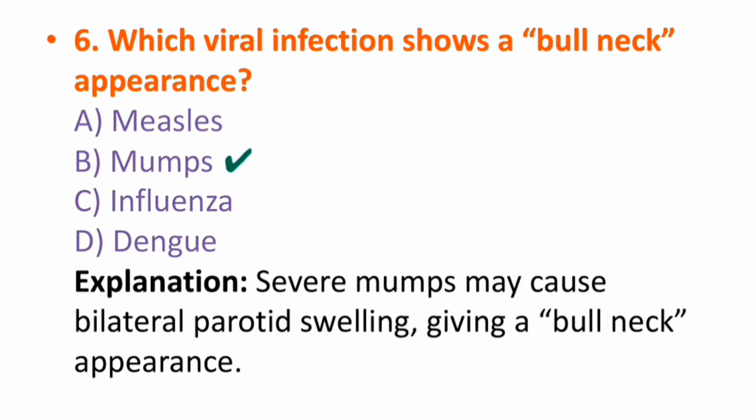Which viral infection shows a bull-neck appearance? Option A measles, option B mumps, option C influenza, option D dengue. The correct answer is option B, mumps. Severe mumps may cause bilateral parotid swelling, giving a bull-neck appearance.